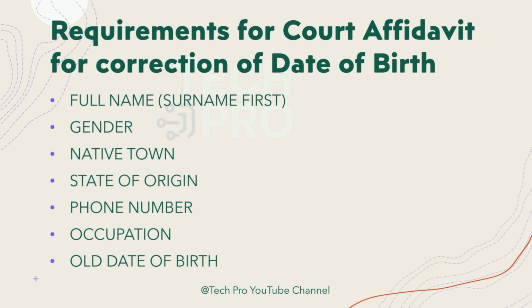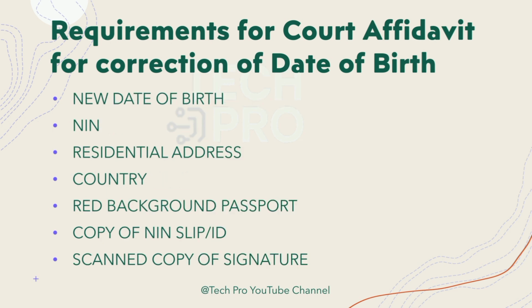The requirements are your full name, so you start with your surname first, gender, native town, that is the place that you're from, like your community or village, then the state of origin, phone number, your occupation, your old date of birth, new date of birth, NIN, residential address, your country, red background passport.